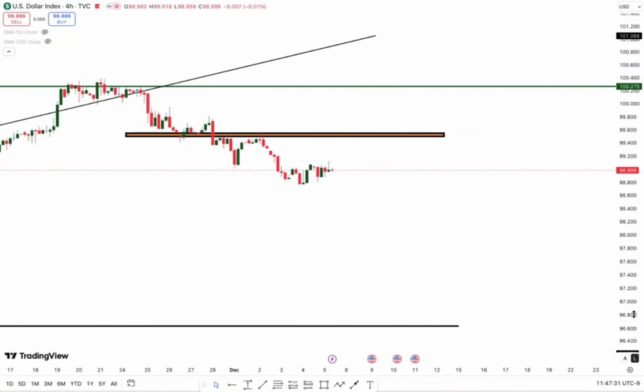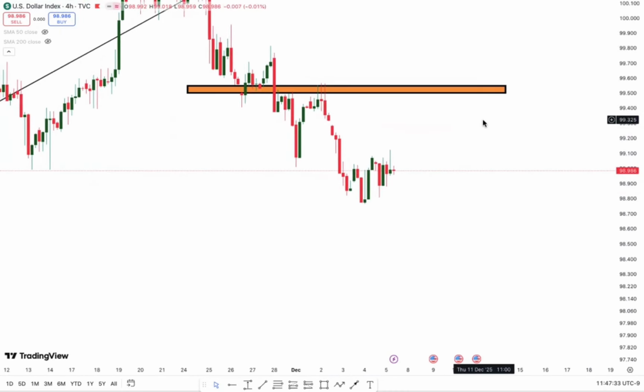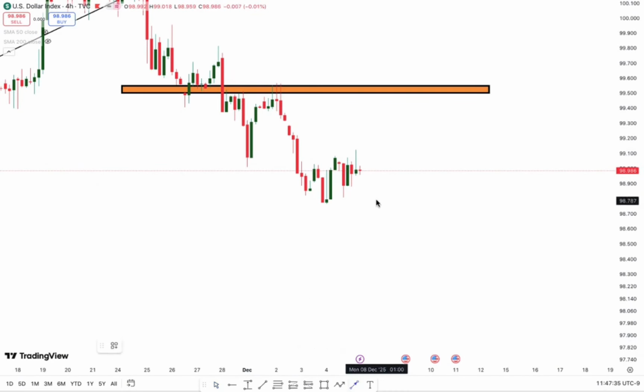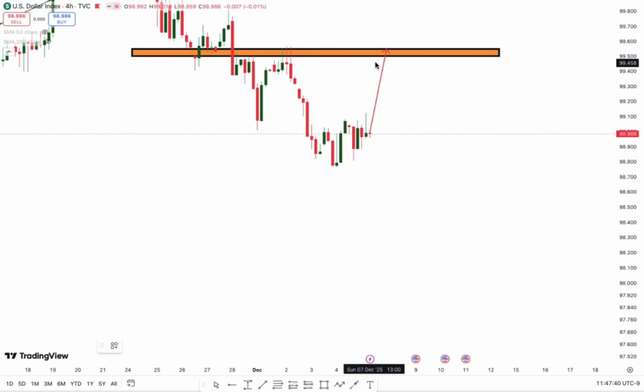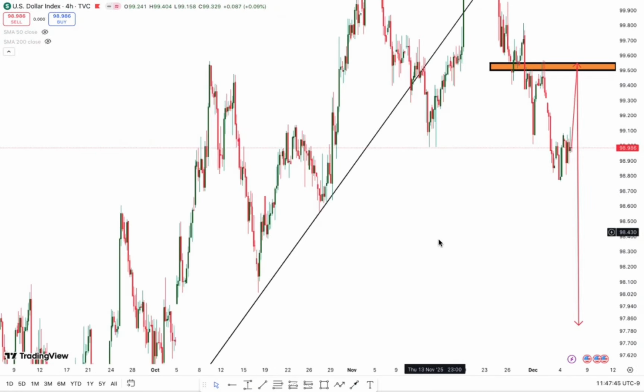So what that means is that for next week or the next couple of weeks, allow the market to pull back into this. Watch out for this, and then a potential dip to the downside. That's just what I think is going to happen on the dollar chart.